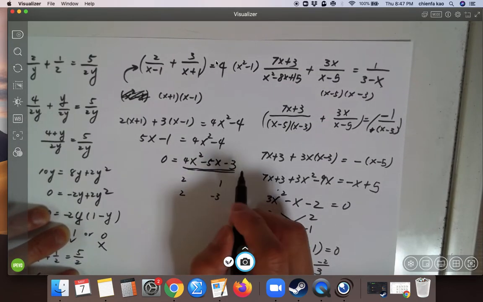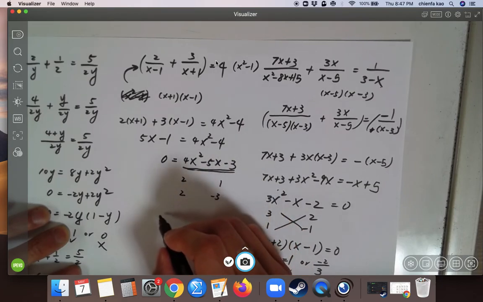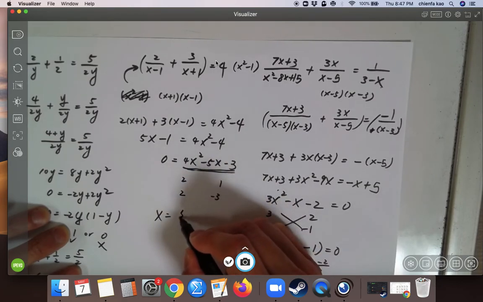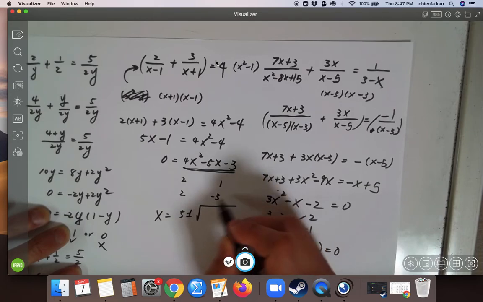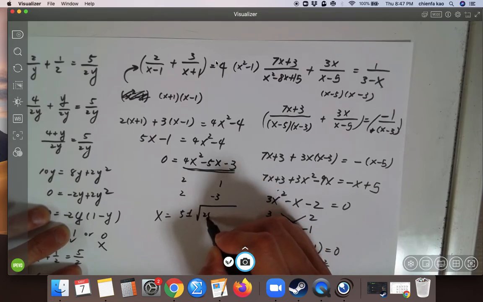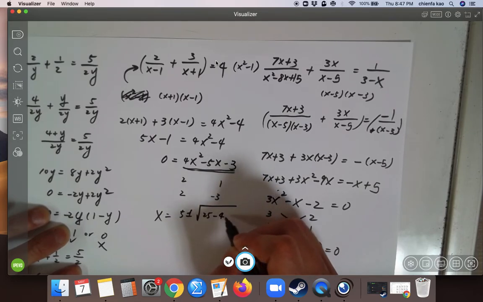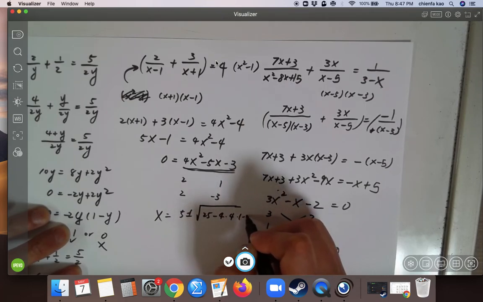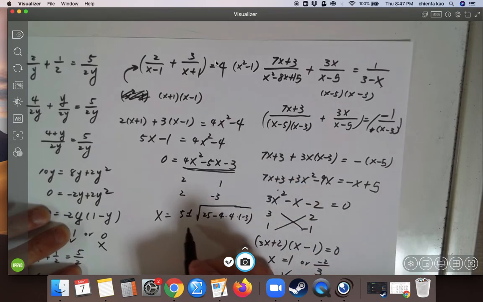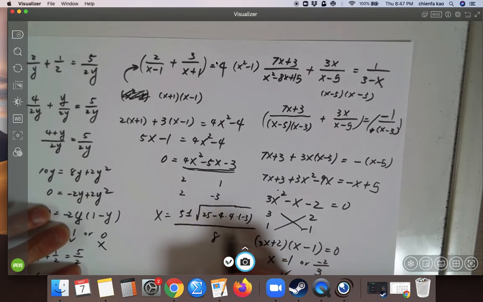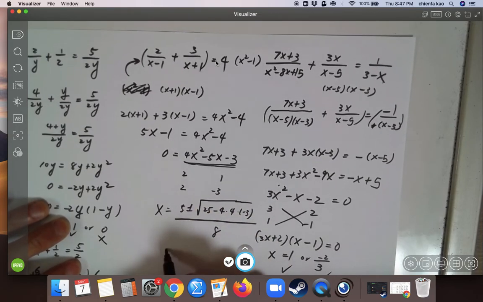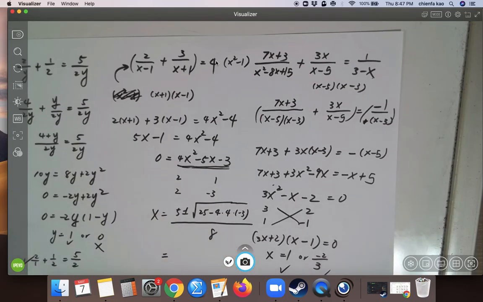I mean, obviously we can solve this using the quadratic equation, x equals negative b plus or minus the square root of b squared minus 4ac, over 2a, which is 8. This is a positive number, so this should be 2 answers. So maybe that is the answer, right? Okay, all right, so that's it.